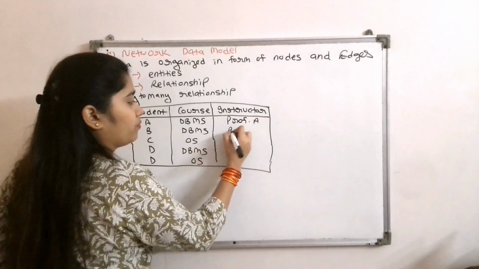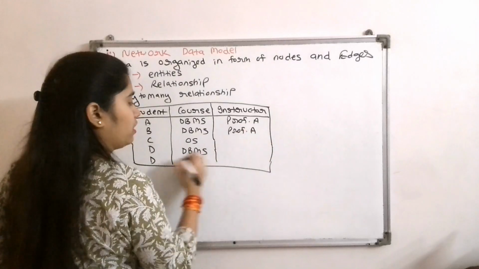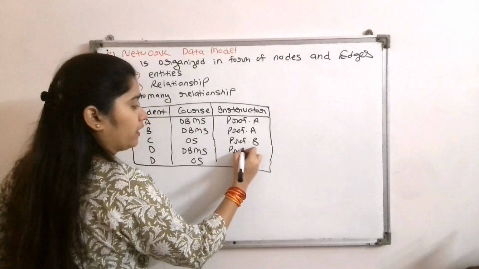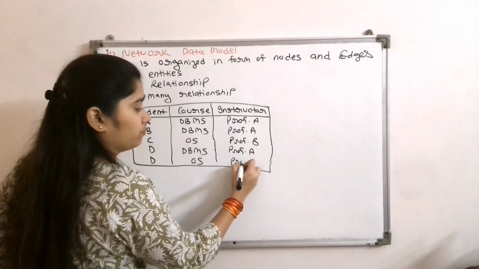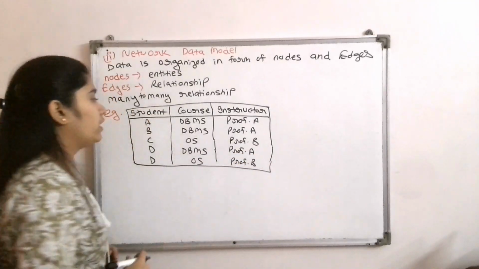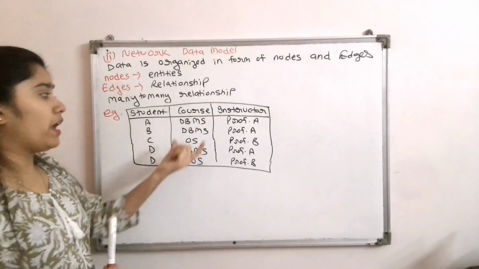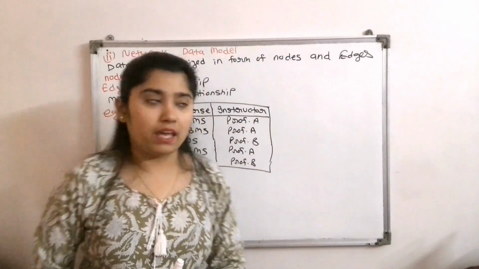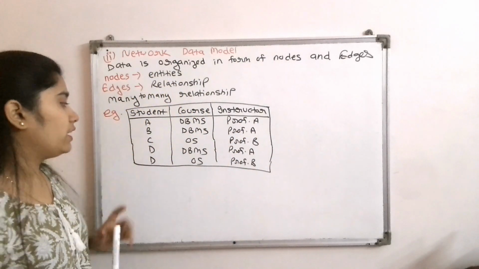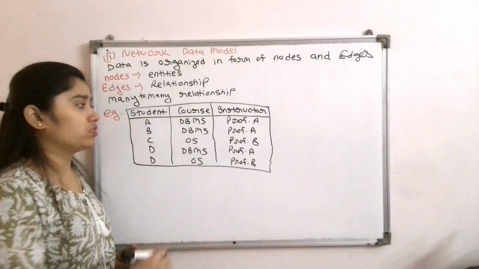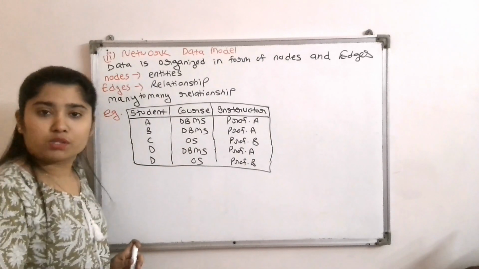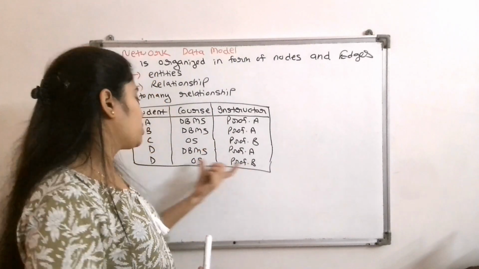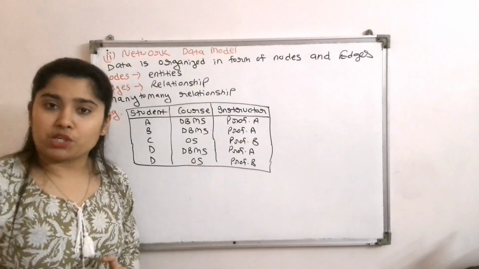And in instructor, suppose we have Professor A, here also Professor A, and here Professor B. Again Professor A and Professor B. See, here the student A is enrolled in the course DBMS, which is taught by the instructor Professor A. And here we are having the student D, who has enrolled in both courses, DBMS and OS, which are taught by Professor A and B. So here it is showing the many-to-many relationship.